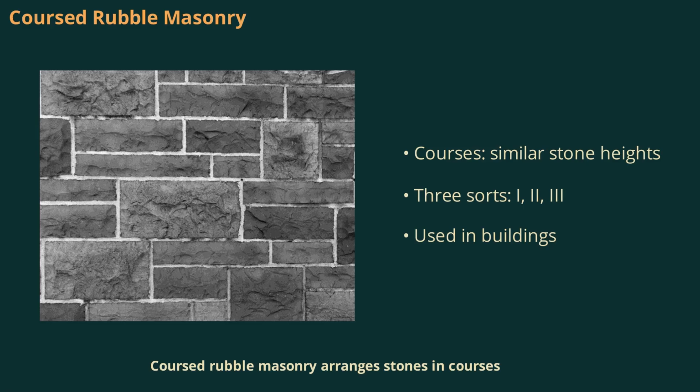Coursed rubble masonry arranges stones in courses, with each course containing stones of similar height. There are three sorts. I-sort uses stones in courses of the same height. II-sort allows different stone heights and course heights, and III-sort uses even more variation. This type of masonry is common in public and residential buildings, offering a balance between strength and cost. The careful sorting and laying of stones ensure a stable and visually pleasing wall.